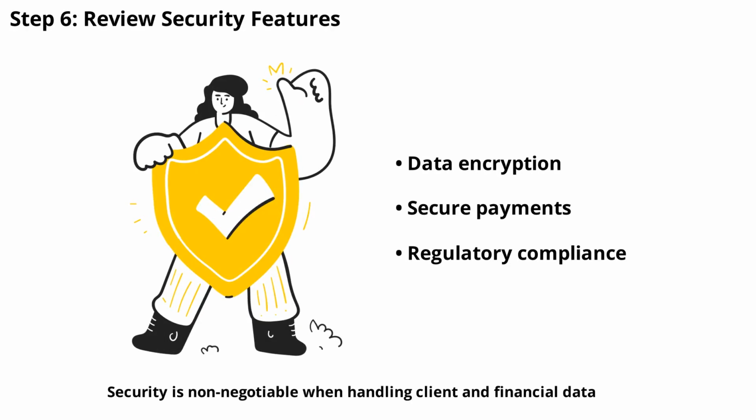Security is non-negotiable when handling client and financial data. Look for invoicing software that offers robust security measures such as data encryption, secure payment gateways, and regular backups. Check if the software complies with industry standards and regulations to keep your agency's and clients' information safe.